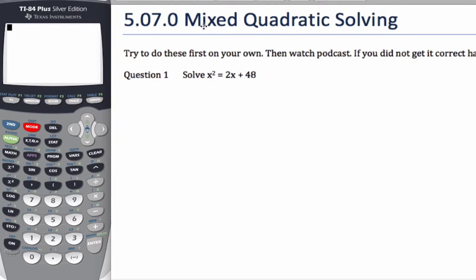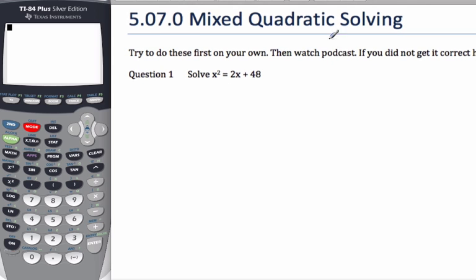Here we are today with solving mixed quadratics. We have all kinds of different quadratics given to us in different forms, and we have to choose the right method. All of the methods, though, deal with setting one side of the equation equal to 0. That's key.